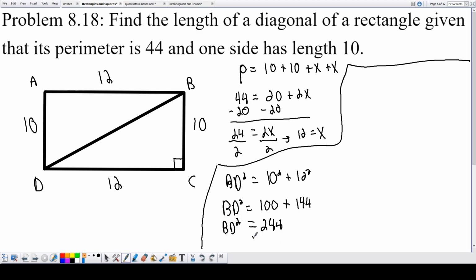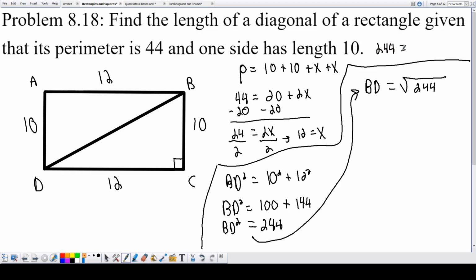Now, if we take the square root on both sides, we have that BD is equal to the square root of 244. And let's say we would like to simplify this a little bit. Well, 244 can be simplified.